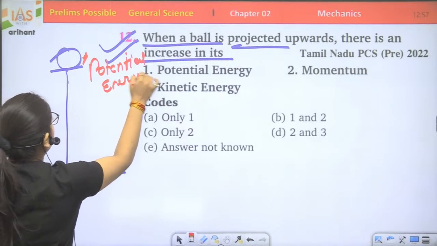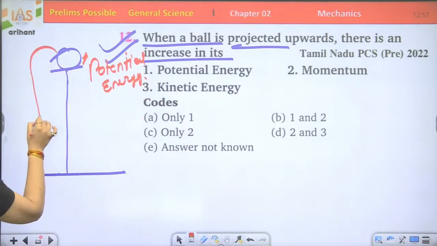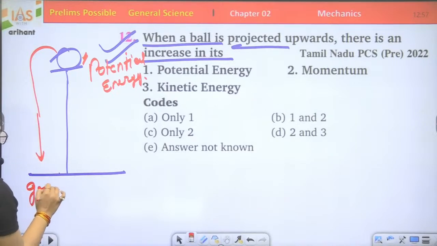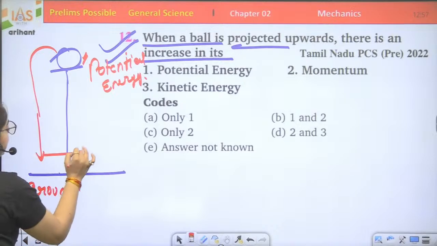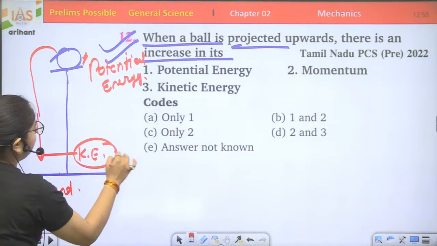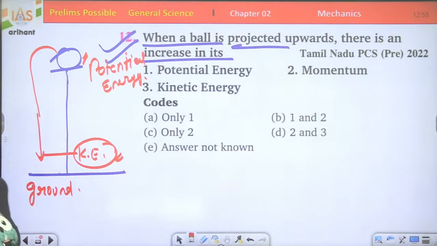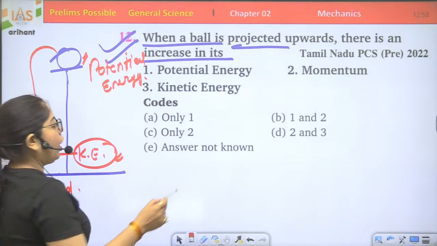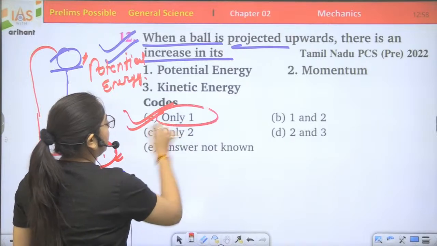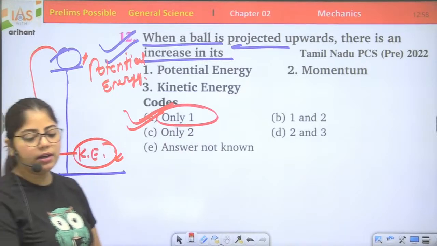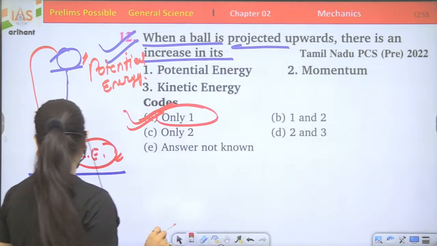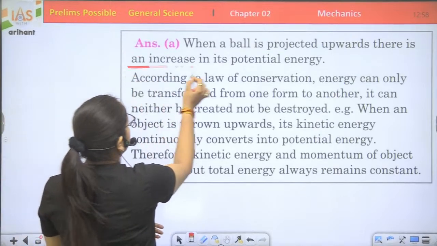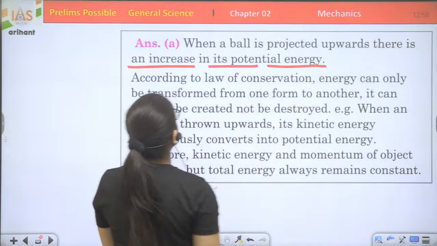But when the ball comes down, falling toward the ground, which energy does it possess? Kinetic energy. Why? Because now the ball is in motion. So option number A is the correct one, right? When a ball is projected upwards, there is an increase in its potential energy.